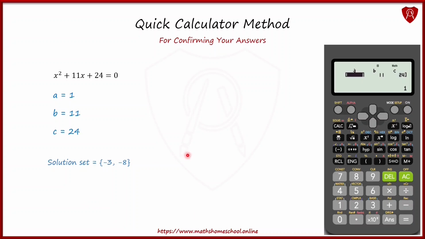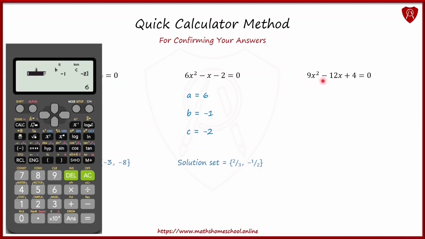We can do another example. 6x squared minus x minus 2 is equal to 0. The coefficients are 6, negative 1, and negative 2 respectively. So we key those in. 6 equals, negative 1 equals, negative 2 equals. Press equals again, and we have x1 is equal to 2/3. Press equals, and we get our second solution, negative 1/2. So we have 2/3 and negative 1/2.